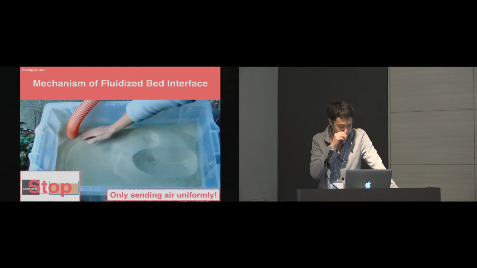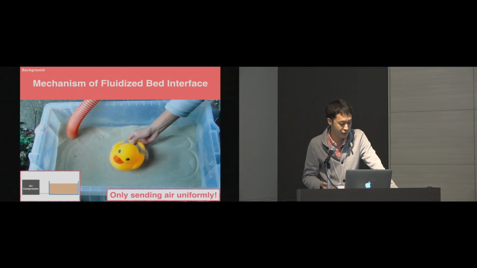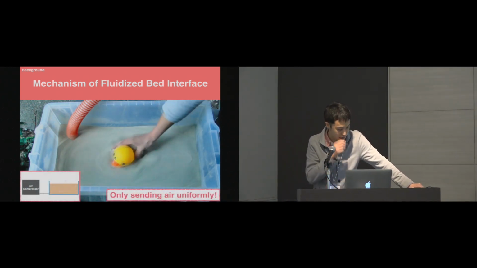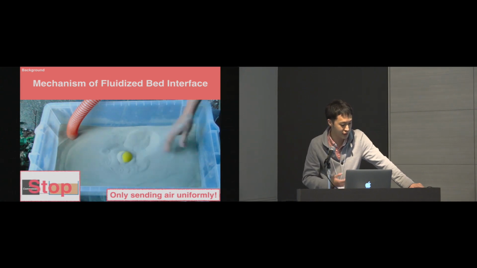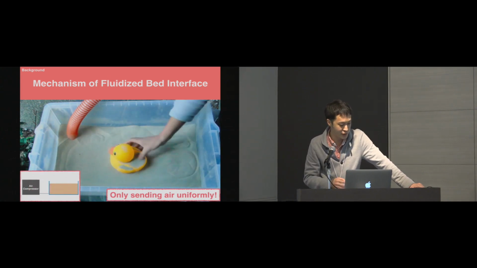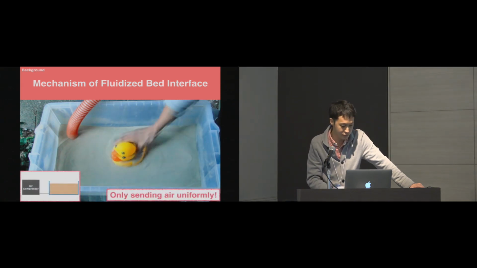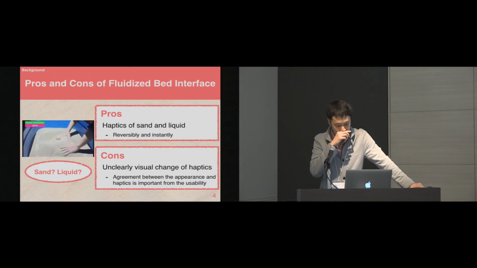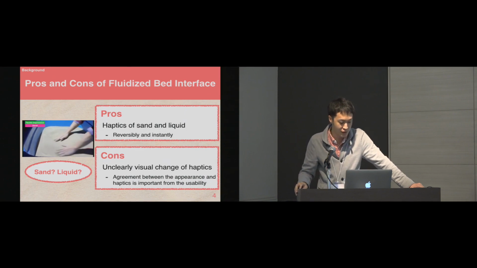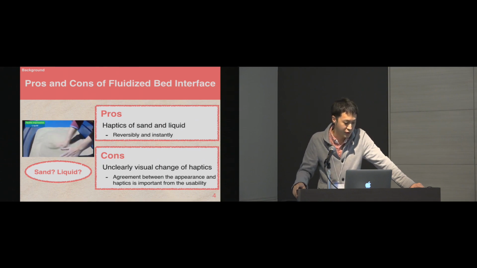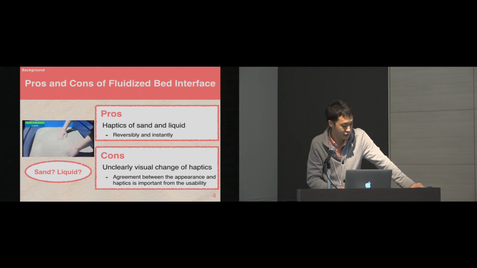Sand is constantly agitated by the air. You always feel sand is rubbed on the hand. However, this sense of resistance feels like liquid because the bulk-specific gravity of the sand is close to that of water. The fluidized bed interface has the advantage of haptics of sand and liquid. However, the change in the tactile sensation from sand to liquid is visually unclear because the sand surface is sandy.